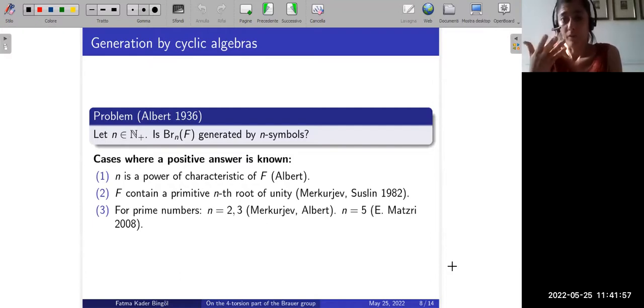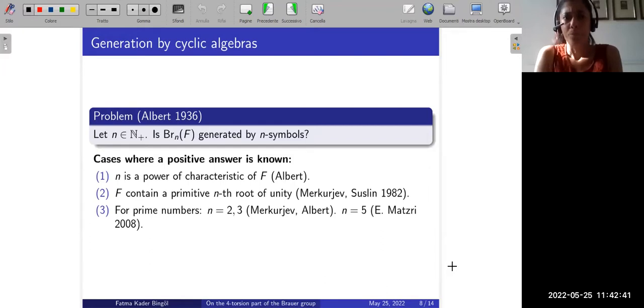Okay, when the characteristic is 2, then Albert's result tells you that the fourth torsion part is generated by 4-symbols. And when the characteristic is not 2 and the square root of -1 is in the base field, then Merkurjev-Suslin applies. So the remaining case is when the characteristic is not 2 and the square root of -1 is not present. So it seems that in this case the problem is still open. And the aim of my talk is to provide an affirmative answer to the problem in the case where n is equal to 4, also in this case.